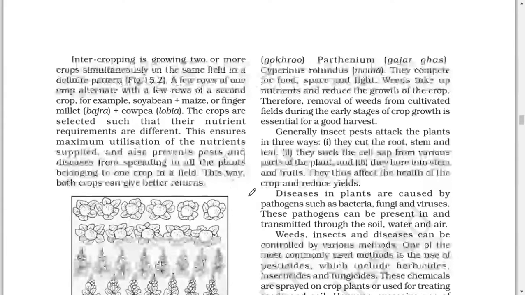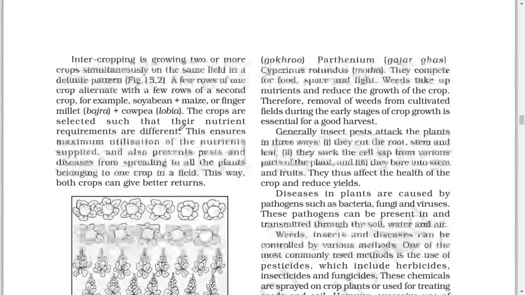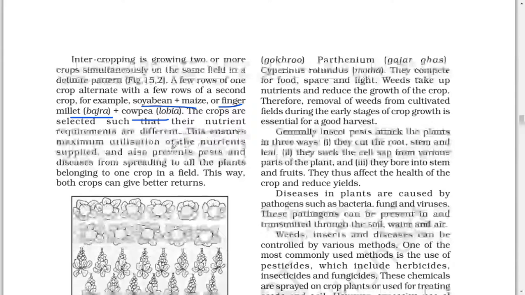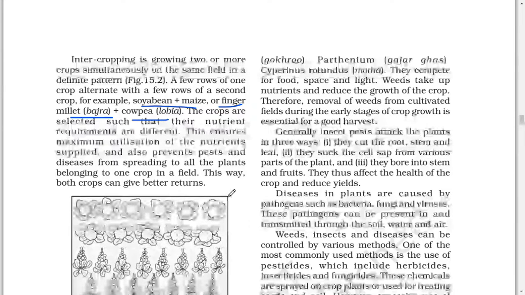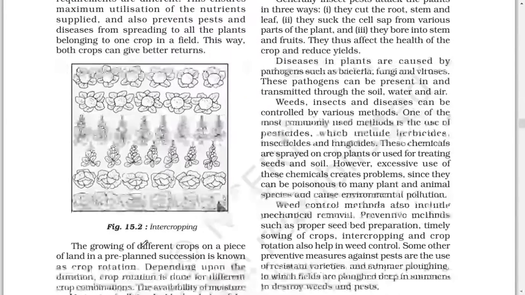Intercropping is growing two or more crops simultaneously on the same field in a defined pattern. A few rows of one crop alternate with a few rows of a second crop, for example, soybean plus maize, or finger millet (bajra) plus cowpea (lobia). The crops are selected such that their nutrient requirements are different. This ensures maximum utilization of the nutrient supply and also prevents pests and disease from spreading to all the plants belonging to one crop in a field. This way both crops can give better returns. Intercropping.